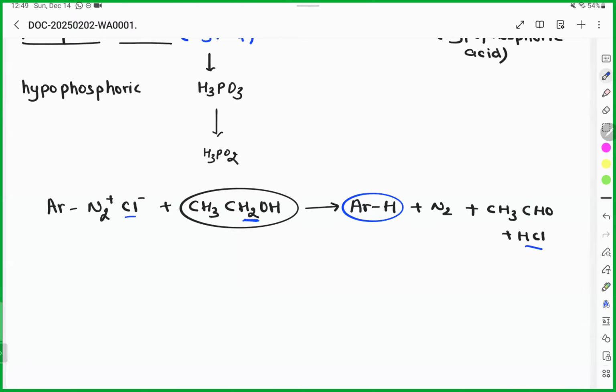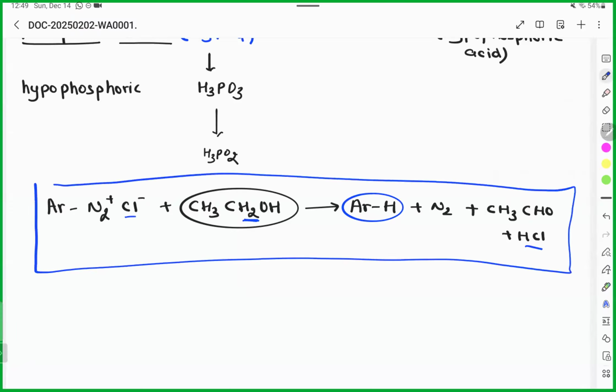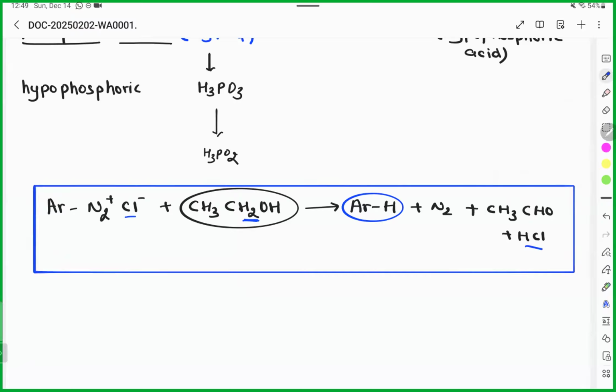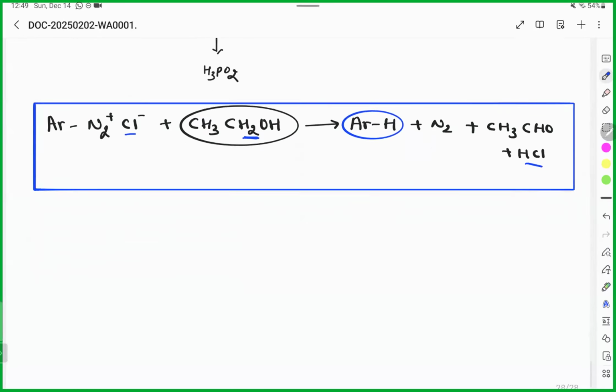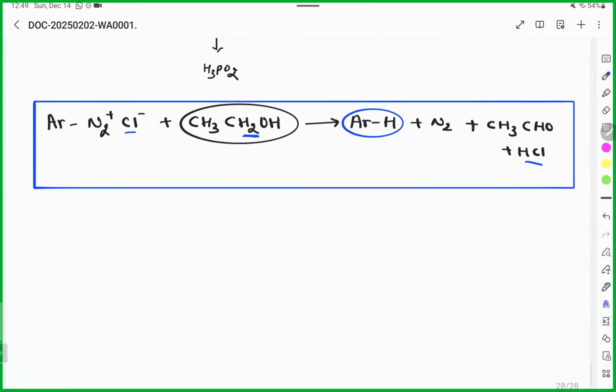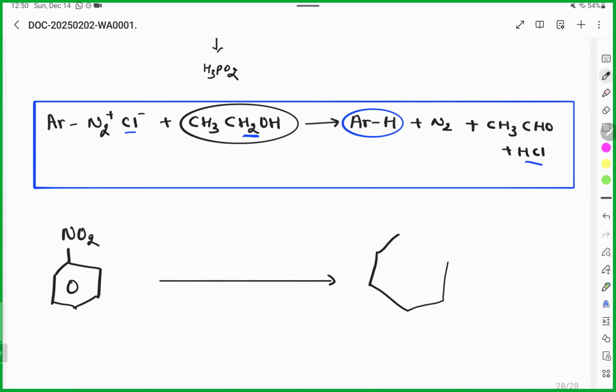So what is the ultimate thing? Key, if you take hypophosphorous acid, phosphorous acid or alcohol, product will be benzene ring. Understood? Product will be benzene ring. And trust me, it will really help you out if, for example, you have NO2 and you want to make benzene ring from this. How will you make benzene ring from the NO2?